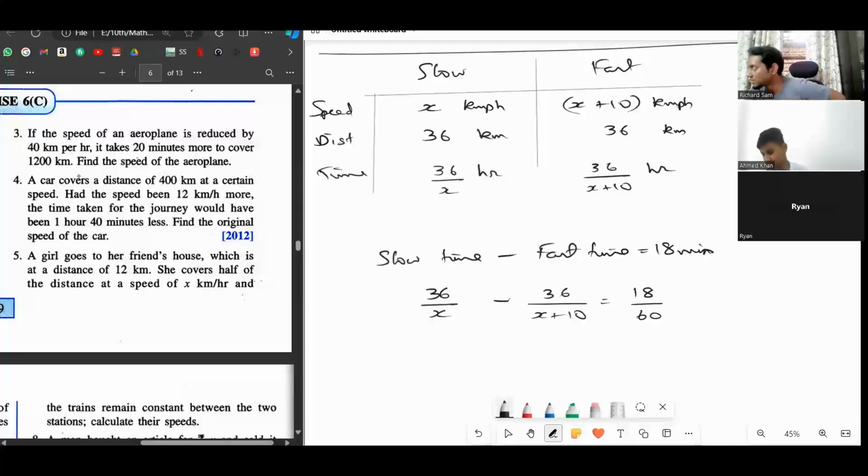But you need it in hours. Standard unit is hours. No? Speed is in kilometer per hour. So time should be in hour.